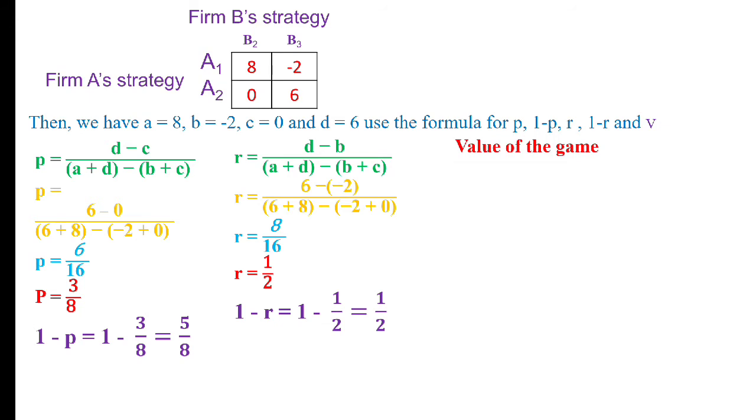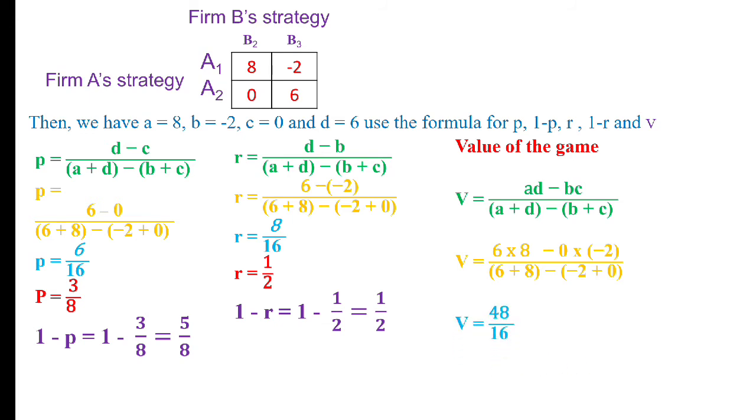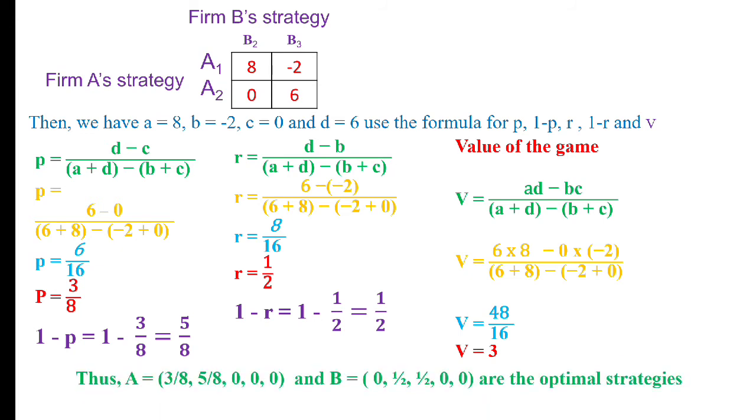Then we can find the value of the game. The formula is AD minus BC divided by A plus D minus B plus C. Then 6 into 8 minus 0 into -2, over 6 plus 8 minus -2 plus 0. Simplify: 6 eights are 48, 0 into anything is 0. The denominator 14 plus 2, we already got. Then the value of the game is 3. Here also the value of the game is positive. The game is favorable to player A.